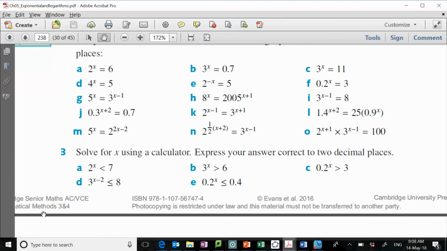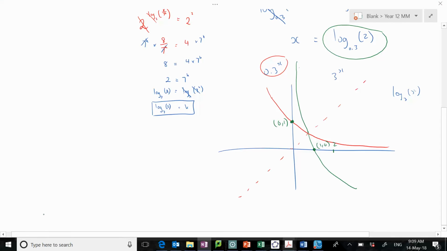So it's likely that when you're doing this one on your calculator, you just got to know the log base 0.2 on both sides. It's going to change that sign because it's negative. Because when you're doing the log of each side, you divide them. If you're dividing by a negative, that sign will change. Okay, so I'll do this example, 3e. I'll do 3e just so you can see. We'll do 3e together. So here we go.